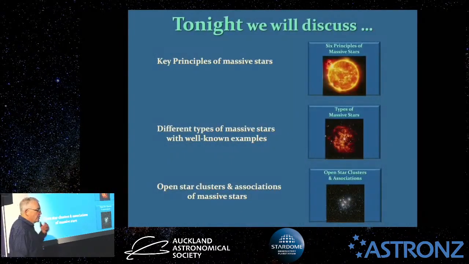So that's some key principles of massive stars and general astronomy principles as well. Let's now talk about the different types of massive stars with some well-known examples.